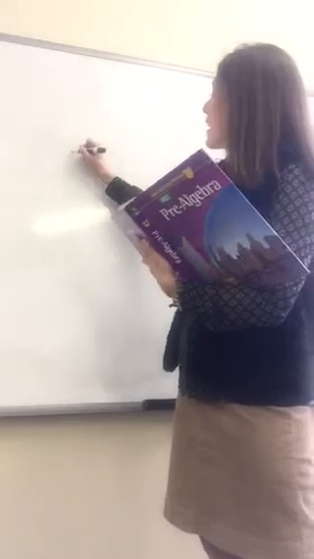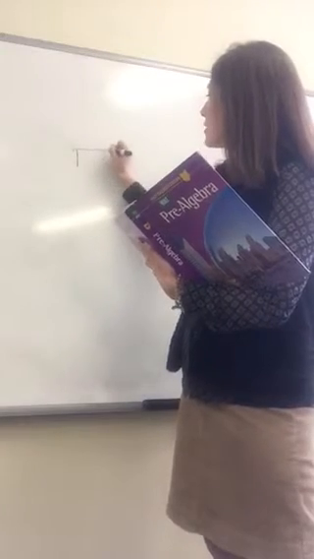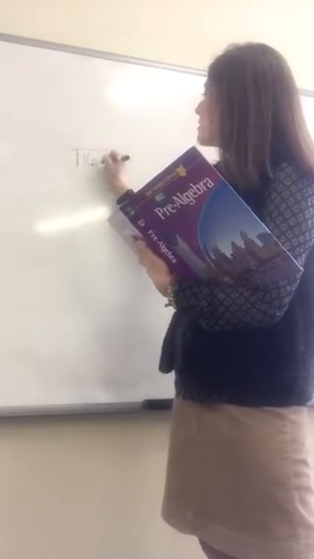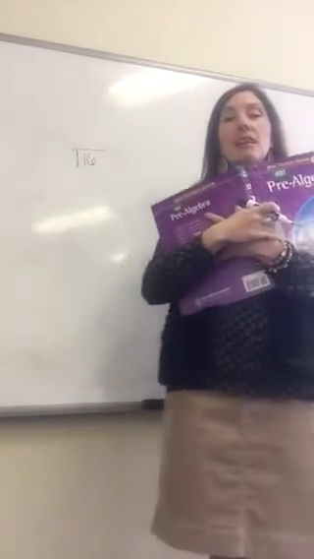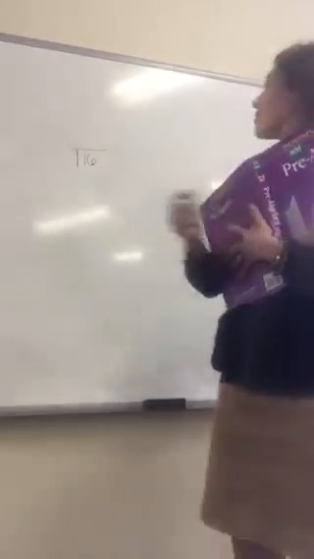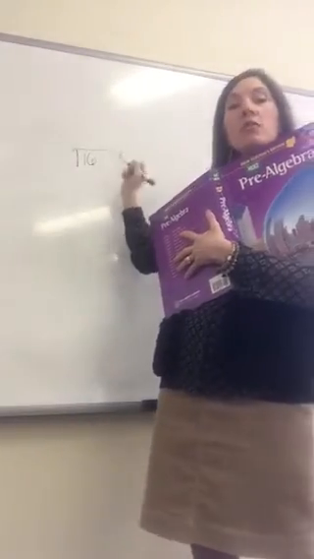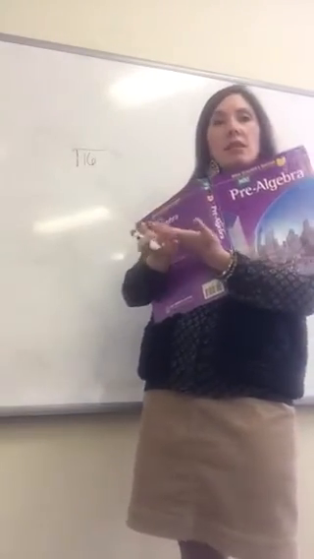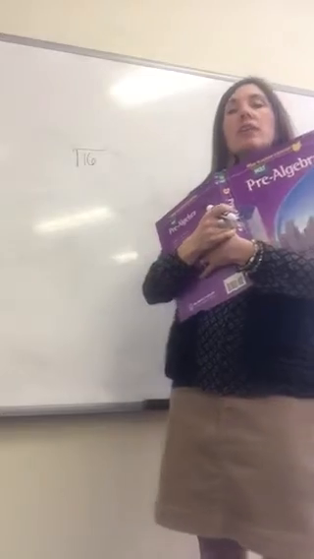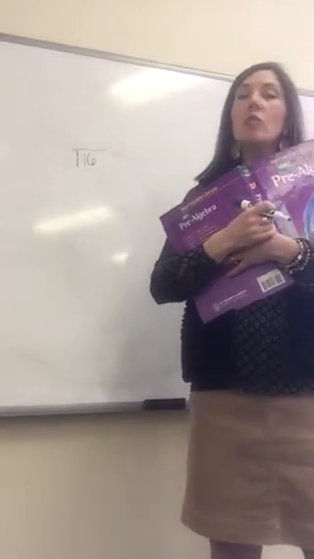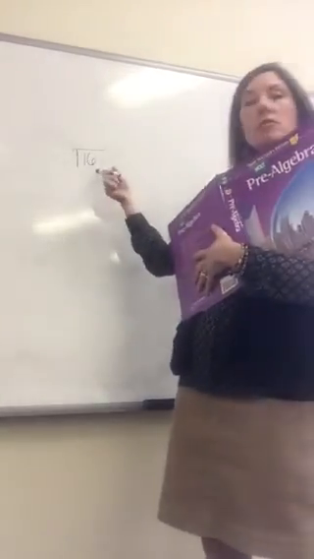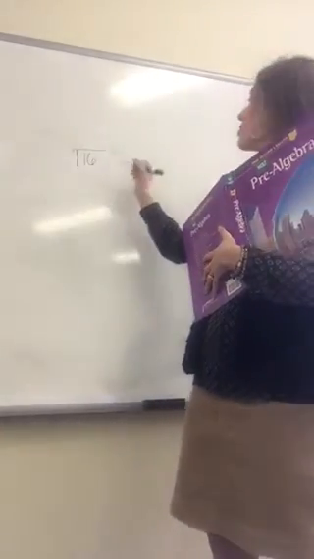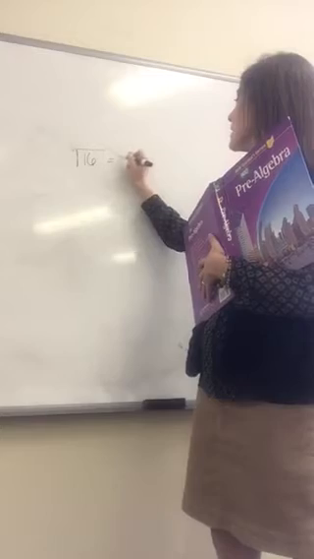We learned that if we want to find the square root of a number, we need to find what number multiplies by itself to get that number. So for the square root of 16, we're going to say what times itself equals 16. We are doing the reverse of squaring a number, so we're working backwards. Well, 4 times 4 equals 16, so the square root of 16 is 4.